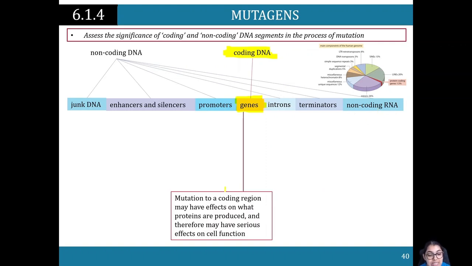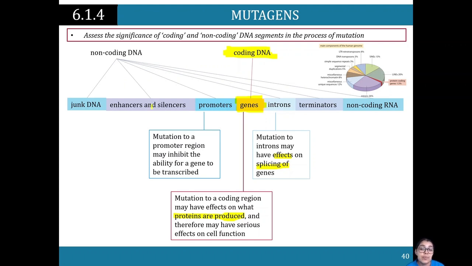So genes, remember, mutations that occur to our genes, to a coding region, can have an effect on the protein that is produced, and it can have a serious effect on cell function. Mutations that occur to the introns may have an effect on splicing of genes. Remember how when we talked about post-transcriptional splicing, we take out the introns so that we are left with the exons, coding DNA, so it can have an effect on the splicing of the gene.